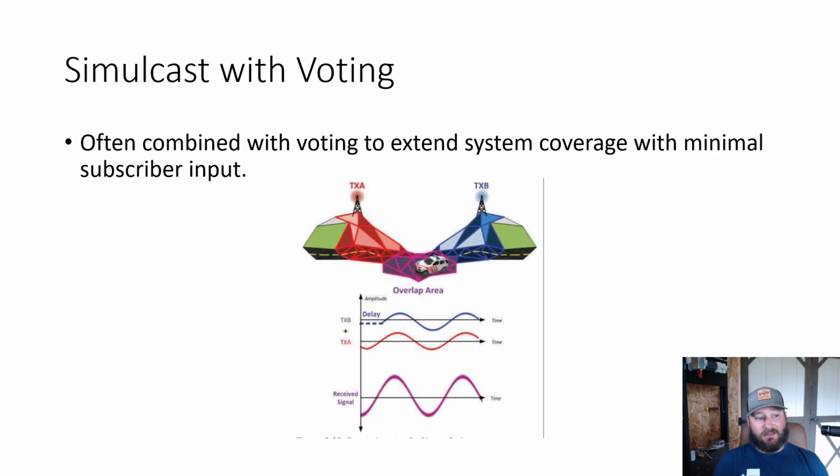So next is a simulcast with voting. This is essentially you have voting available at those sites as well, and it's pretty common to see this today. But in this diagram, you can also see that we have delayed transmit B so that the signal is completely in phase with transmit A, and we get a much stronger signal in phase, no distortion at the receive end. So that's essentially how simulcast works.